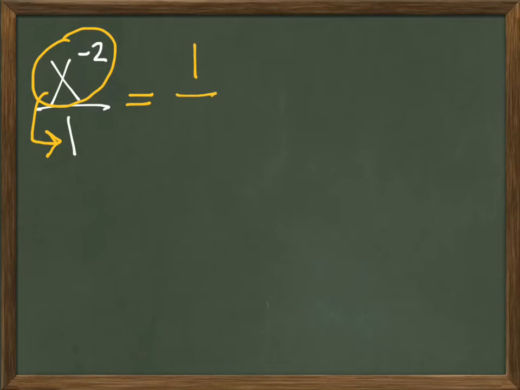And then on the bottom, I still have that 1 times. And then that negative 2 becomes positive 2. So I have 1 over 1 times x squared. But 1 times x squared really doesn't change anything. So we can just write 1 over x squared.